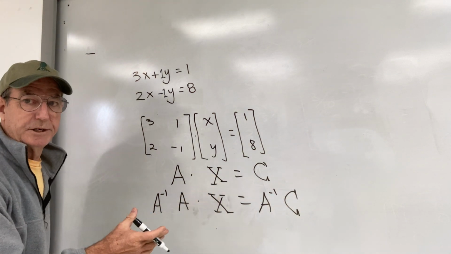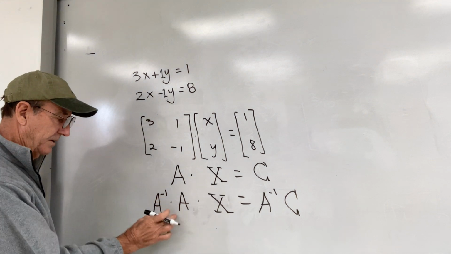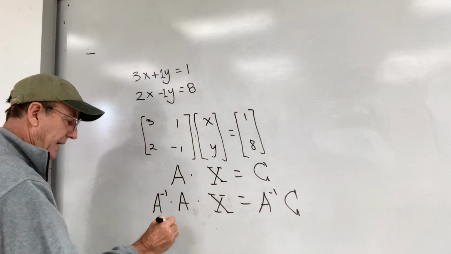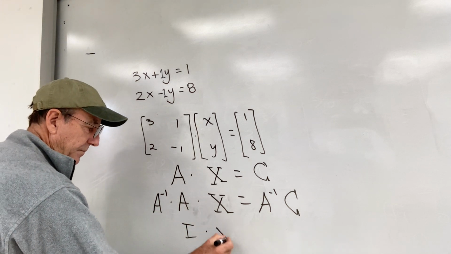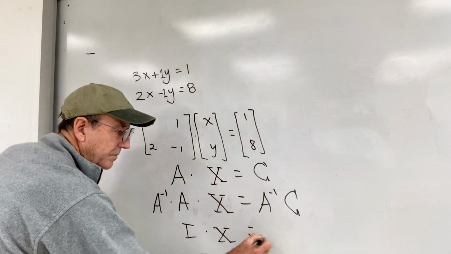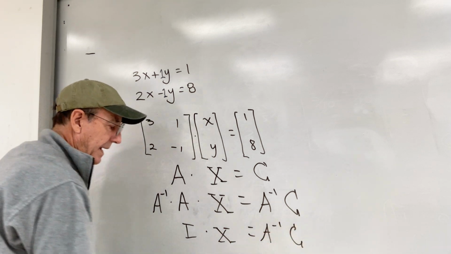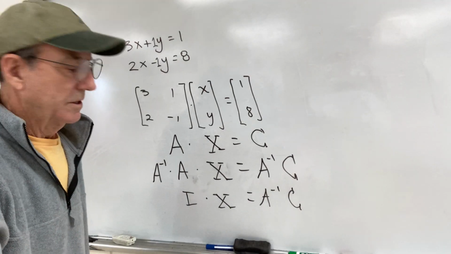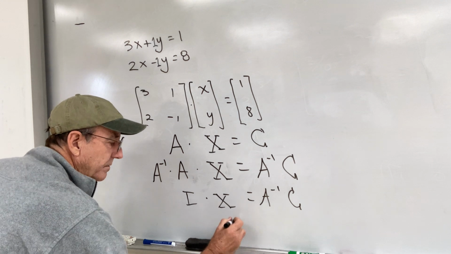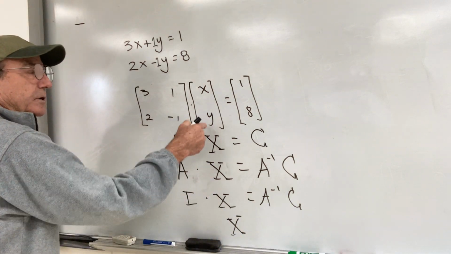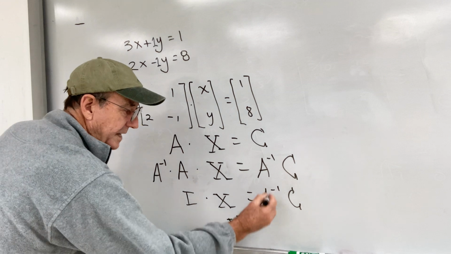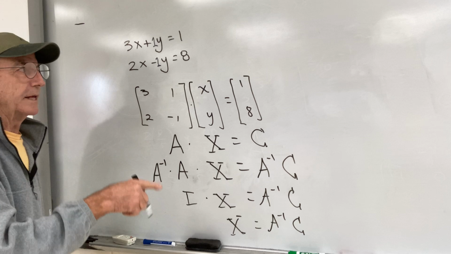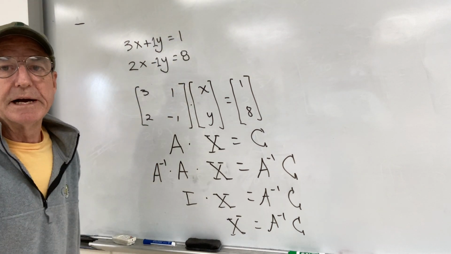Matrix multiplication is not commutative, right? So if we multiply on the left here, we have to multiply on the left here. A inverse times A gives us I, the identity matrix. And the identity matrix times any matrix X is just going to give us X. So the bottom line here, our column matrix X, Y, is going to be this answer. This is what we want. And so when we work this out, we'll get the same thing we did algebraically.